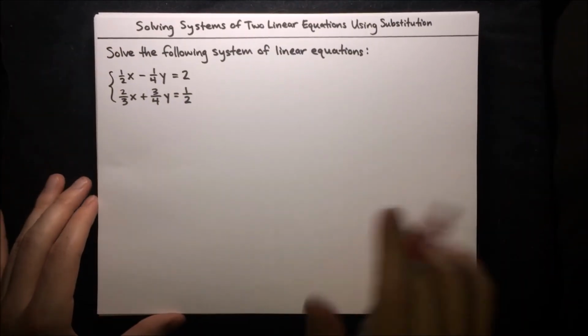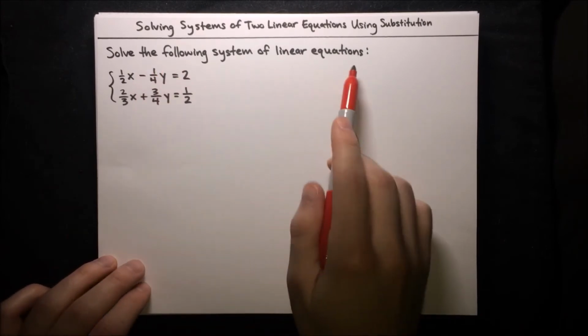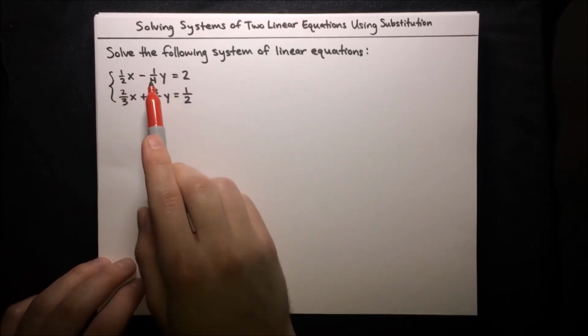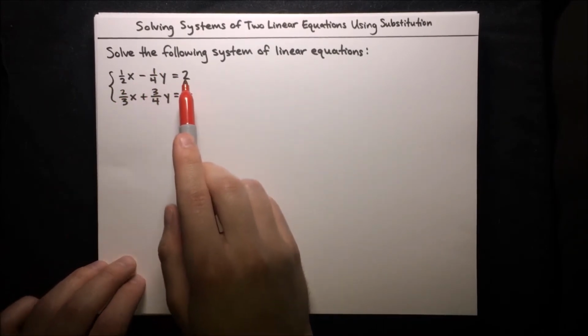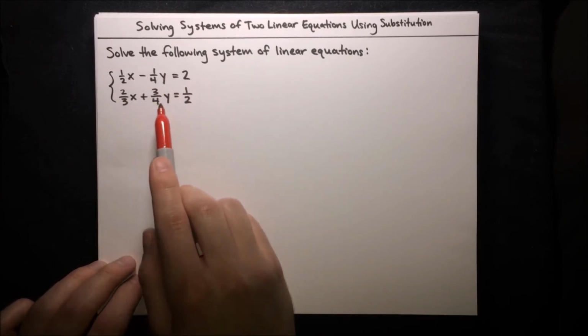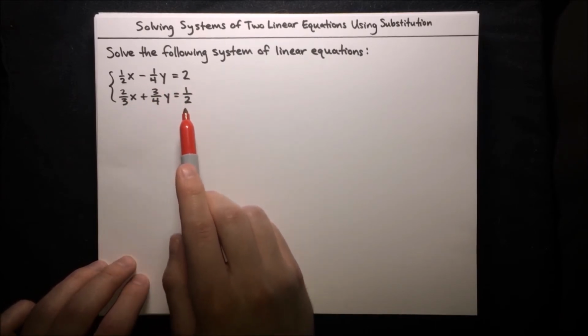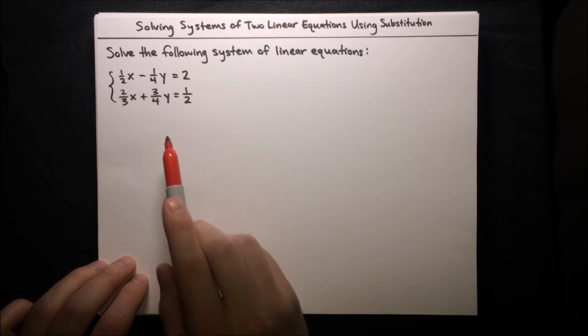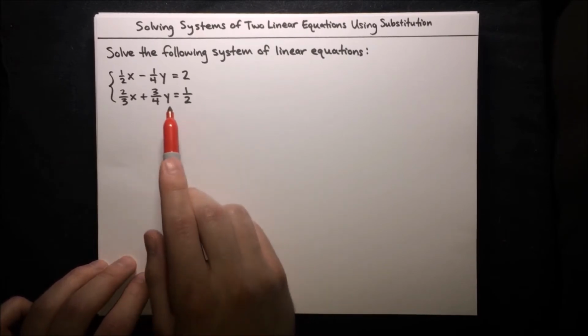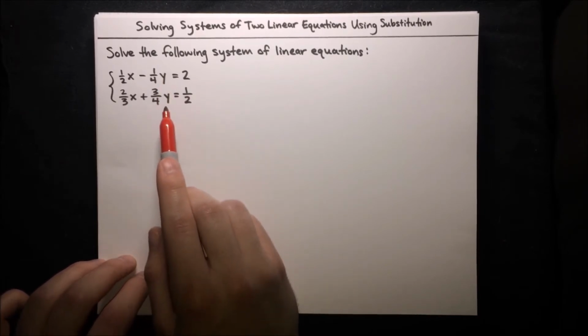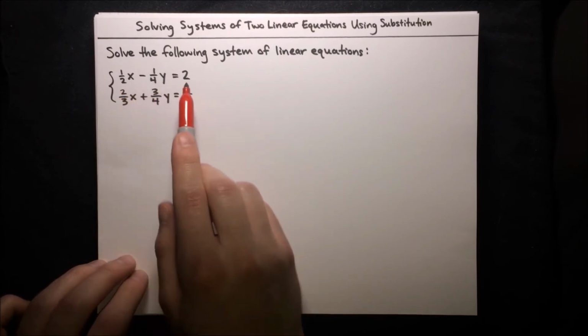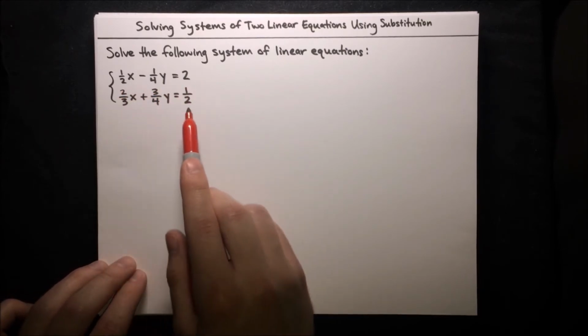Here's another problem. Want to solve this system of linear equations, a half x minus a fourth y is equal to 2, and then 2/3 x plus 3/4 y is equal to 1/2. Again, we'll use the process of substitution, but before we do that, why don't we clean up these equations a little bit? These equations look a little intimidating because they have fractions in them.